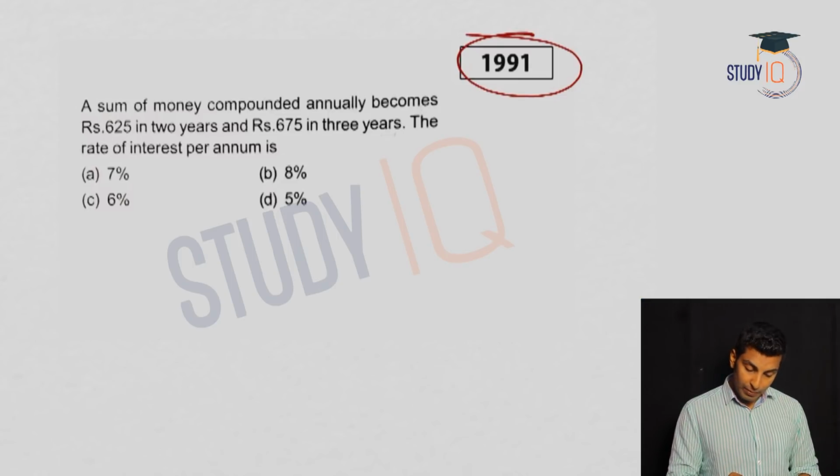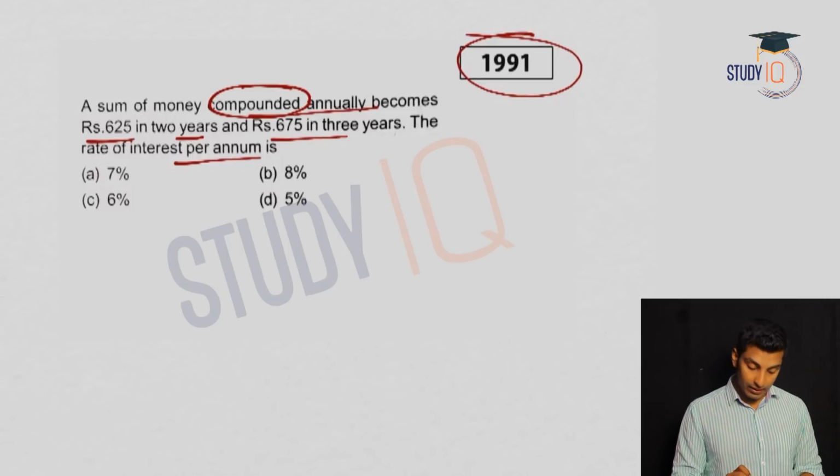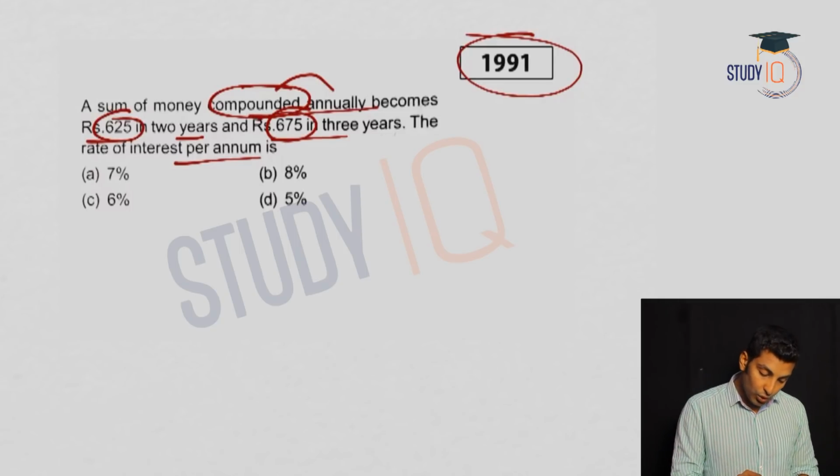So what they're saying is that a sum of money compounded annually becomes 625 in 2 years and 675 in 3 years. The rate of interest is what you need to find out. So compound interest is what's given, right? Compounded annually, the sum becomes 625 and 675. See, for 2 years it is 625, for 3 years it is 675.